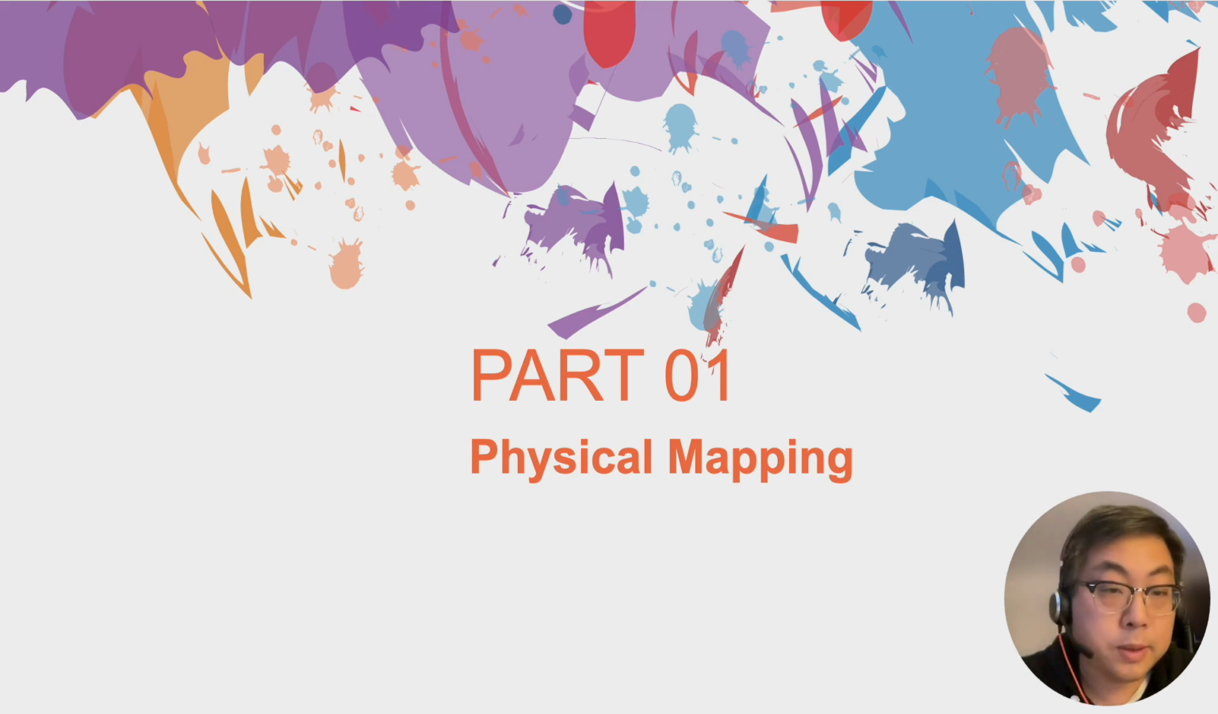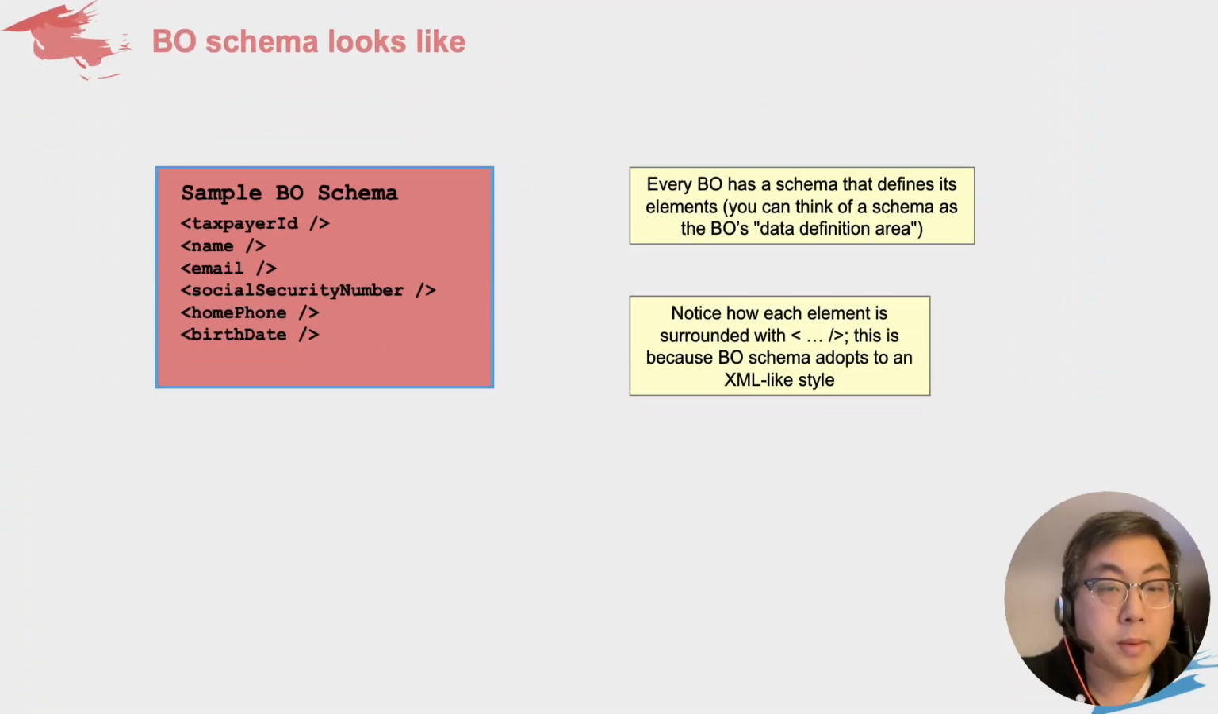Okay, start with the physical mapping. So here we can see an example business object schema. It's quite simple, six fields about look like a person. Basically, what I'm trying to show here is every BO has a schema that defines its element. In this case, it's just a simple level. And each of the elements is surrounded by this quote. So it looks like XML style for a schema.